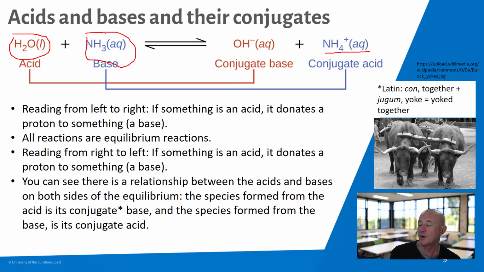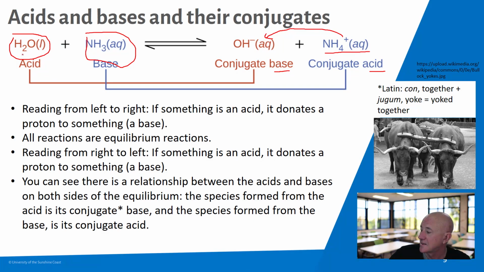If I happen to read it from right to left, you can see that if the reaction's going back in this direction, which it can of course, it's an equilibrium, then this proton ends up adding to here and forming water, in which case this is the base, and of course this has donated a proton, so this is the acid. Now, this brings us to the title of the slide. It says acids and bases and their conjugates.